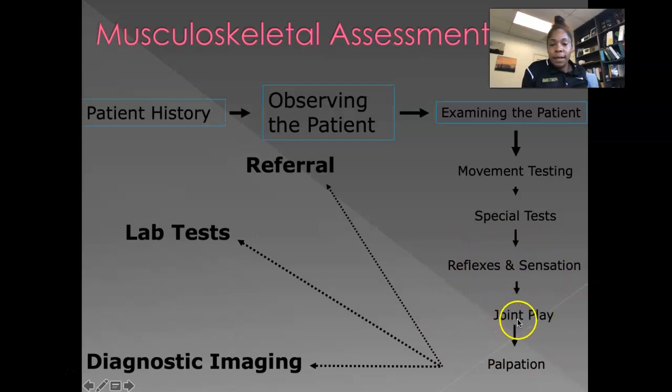Then you have joint play, right? And joint play is the assessment of joint integrity or laxity of a joint, right? And so that will become important for ligamentous stress testing. And then last but not least is palpation, right? We're going to palpate that patient.